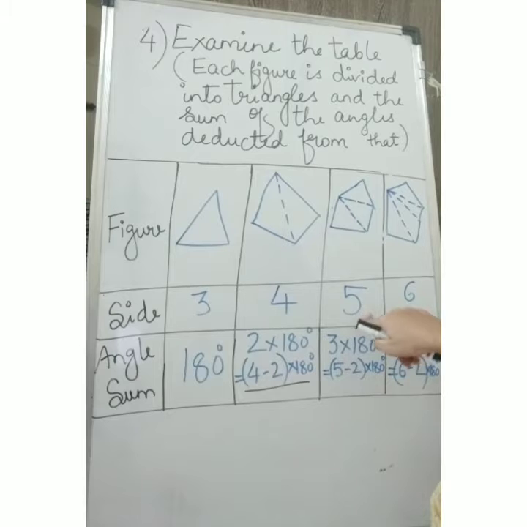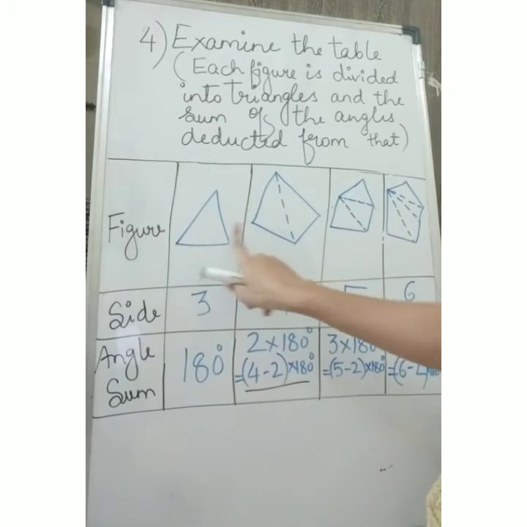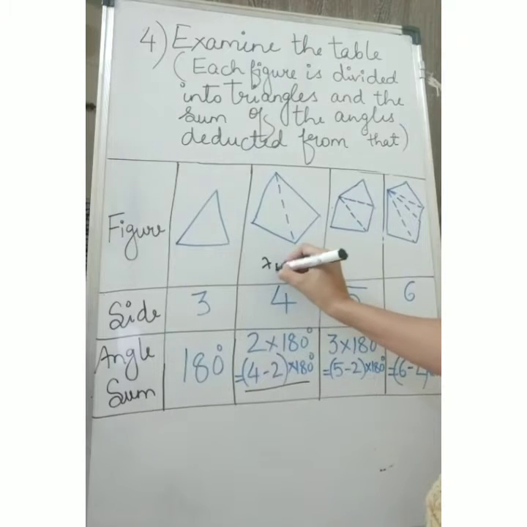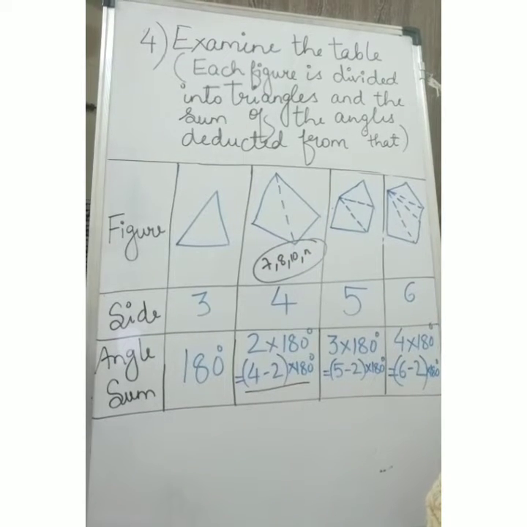Now pentagon has 5 sides, hexagon has 6 sides. So the pentagon has 3 triangles, so they multiply 3 into 180. Now the hexagon has 4 triangles, so they multiply 4 into 180. And what they have done over here is 4 minus 2, 5 minus 2, 6 minus 2. So I will tell you how we will find this. Now by looking at these figures, triangle, quadrilateral, pentagon, hexagon, we have to find out the polygon having 7 sides, 8 sides, 10 sides and 9 sides. Okay, so we will see how we will find out.